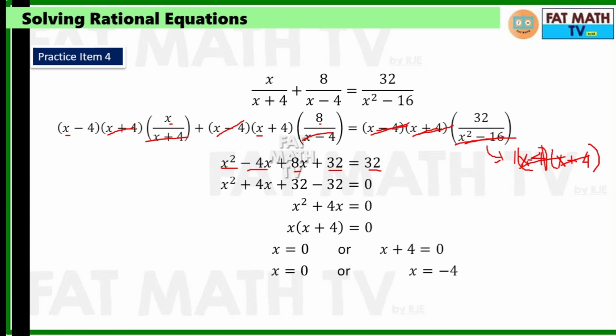And then if you substitute that into the original equation, for x equals 0, it will satisfy the equation. But for x equals negative 4, you will have negative 4 plus 4, that's 0. So something over 0 is undefined. So this x equals negative 4 is an extraneous root. And we only have one solution. That is x equals 0.